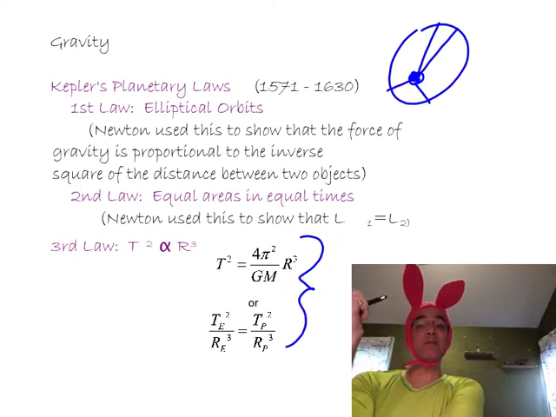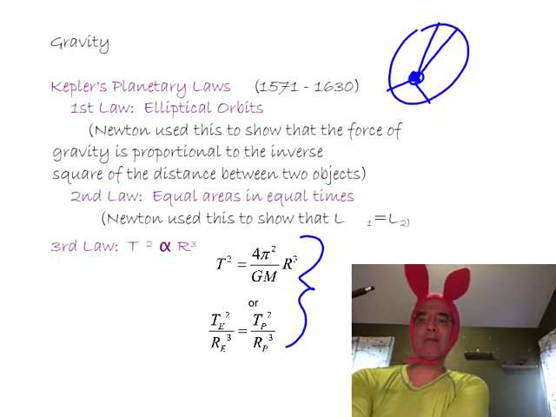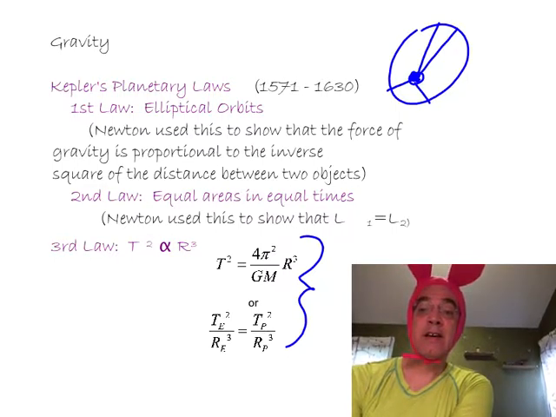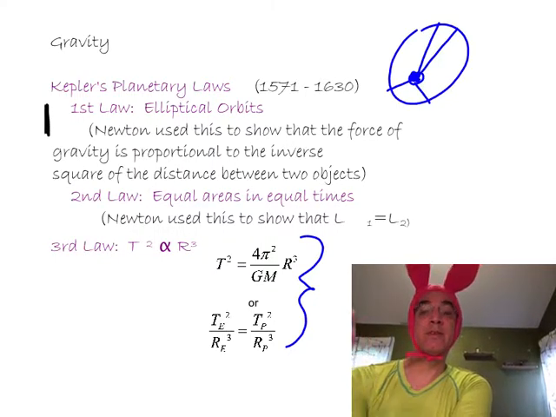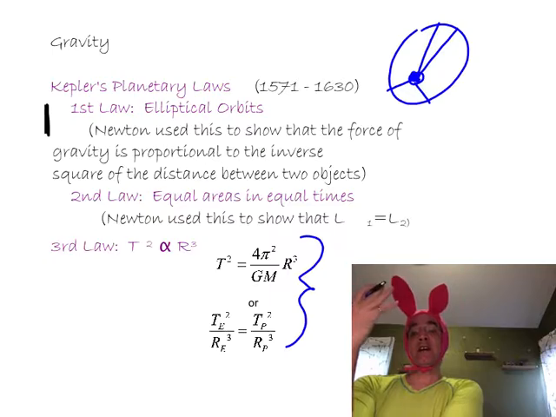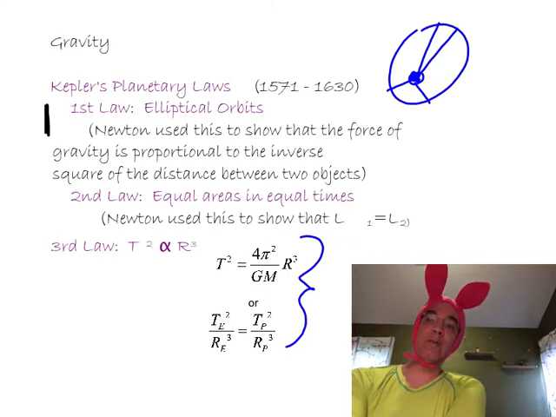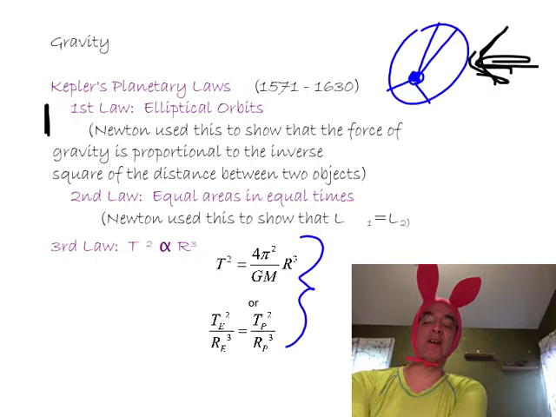You got to know his laws mostly for historical things, but there might be one problem on your quiz about Kepler's laws. The first one says that planets don't go in circles. Planets go in ellipses. And essentially, that is true. Now when we draw them, sometimes we draw them like this one up here where they're really elliptical. Really, planets are almost circular, just not quite.